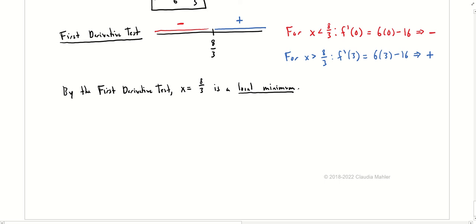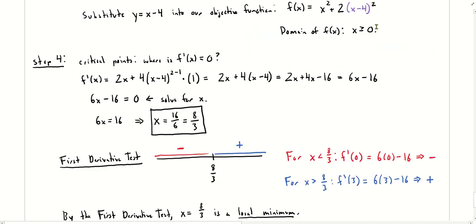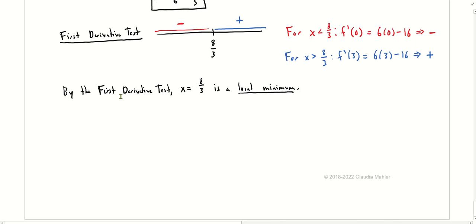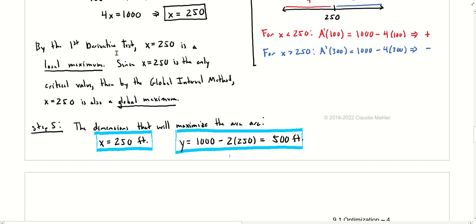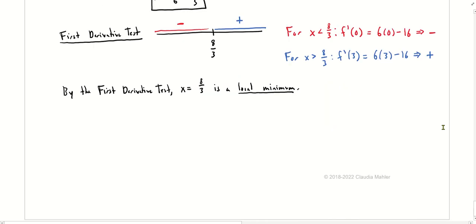Now again, I don't have a closed interval here. I have just x has to be greater than or equal to 0 here for my domain. So what I'm going to want to use here for my final conclusion is the global interval method. So if I scroll back up to that first example where I said, since x was the only critical value, then we can say that it's also a local maximum. It's the same thing here. Since x is the only critical value in our case, then by the global interval method, it's also going to be a global minimum.